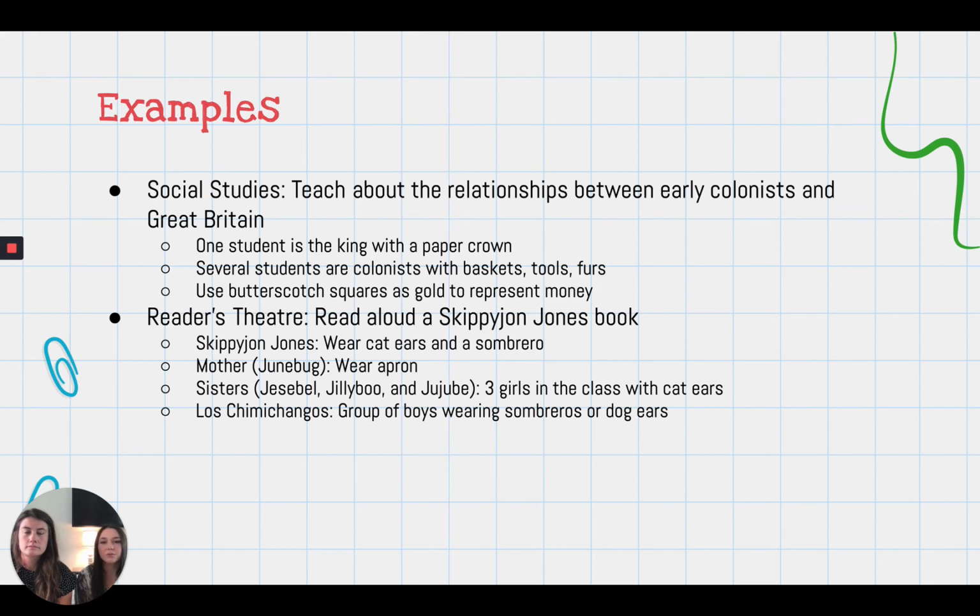From a reader's theater standpoint, we gave the example of reading aloud a Skippy John Jones book, because there are a lot of very strong characters in those books. You could have Skippy John Jones wearing cat ears and a sombrero, played by a student who comes up to the front of the room and acts out what Skippy John Jones is doing as you read aloud. The mother could wear an apron because she's seen cooking a lot. You have three little girls in your classroom be his three sisters, and they could also wear cat ears. His little group of friends, the Los Chimichangos, could be a group of boys in your classroom wearing sombreros or dog ears.